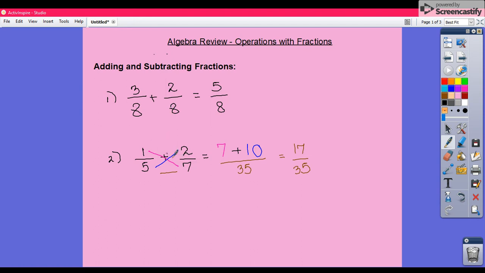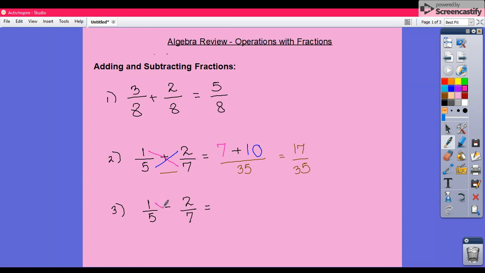Why left and down first with that 1 times 7? Because with adding it won't really matter. However, with subtracting it will. So I'm going to use the same two fractions, except this time I'm going to subtract them rather than add them. With subtracting, it matters what comes first. So make sure you're always going left and down first, just out of habit.